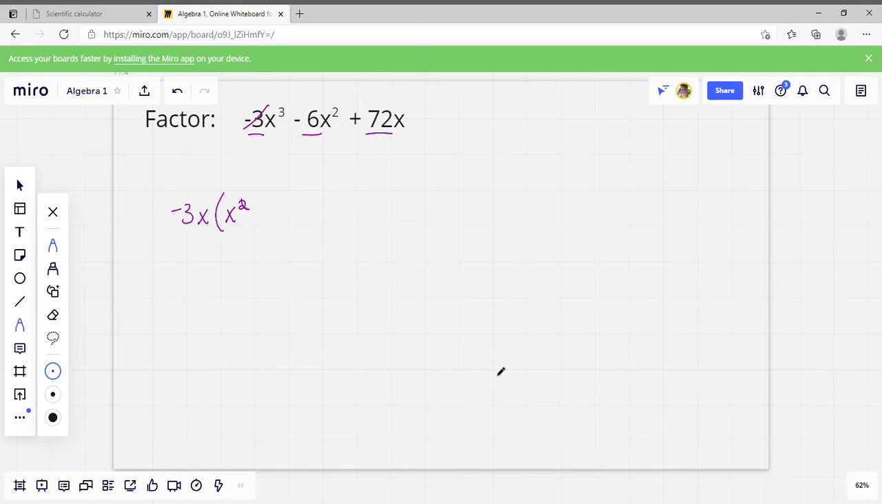How many times does negative 3 go into negative 6? That would be positive 2. 2 times 3 makes 6. And we have 1x left. And then how many 3's in 72?